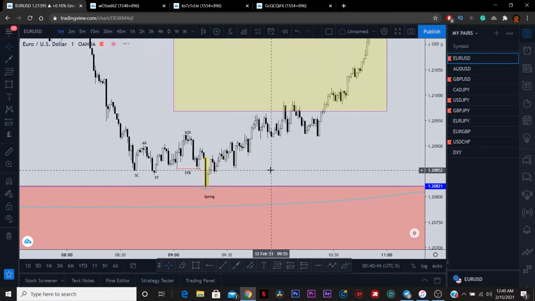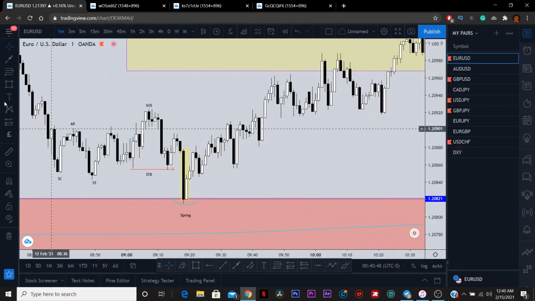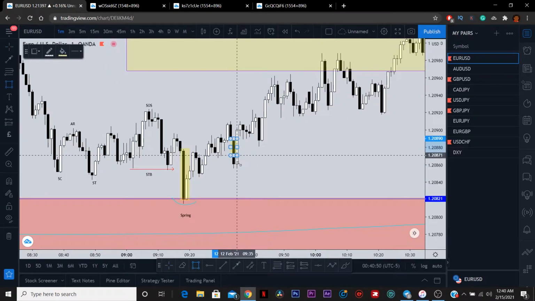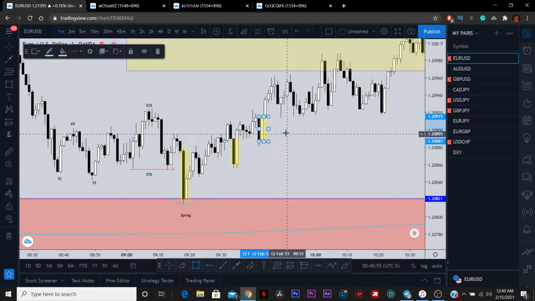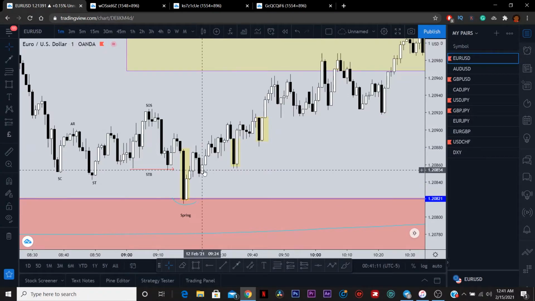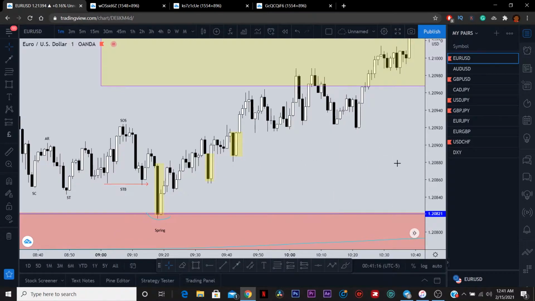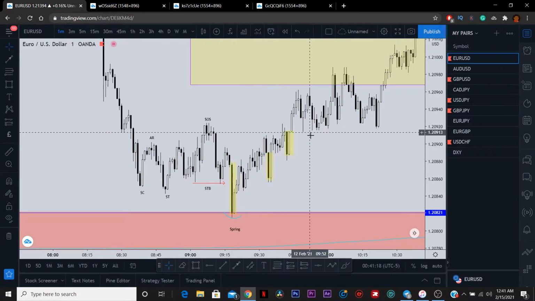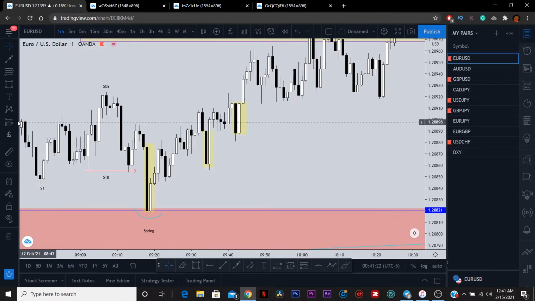But okay. Even if you wouldn't have taken that, guess what? You have an OB right here. You have another OB right here. And these are all just propulsion candles. This mitigated this OB. This OB mitigated this one. So all these candles right here were entries. Let's say you took this entry here.